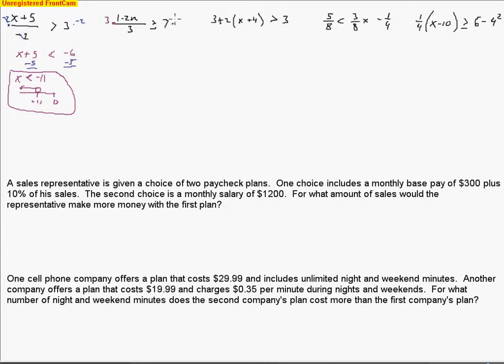Now this time I'm multiplying by a positive, so the inequality sign is going to stay the same direction. 1 minus 2n is greater than or equal to 21. And so from this point, I can subtract that 1 from both sides. That leaves me with -2n is greater than or equal to 20. So now I'm dividing by a -2.